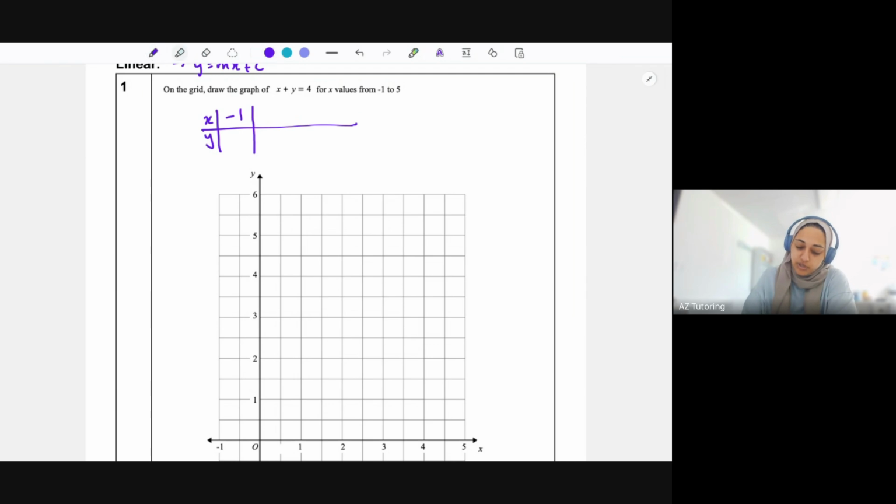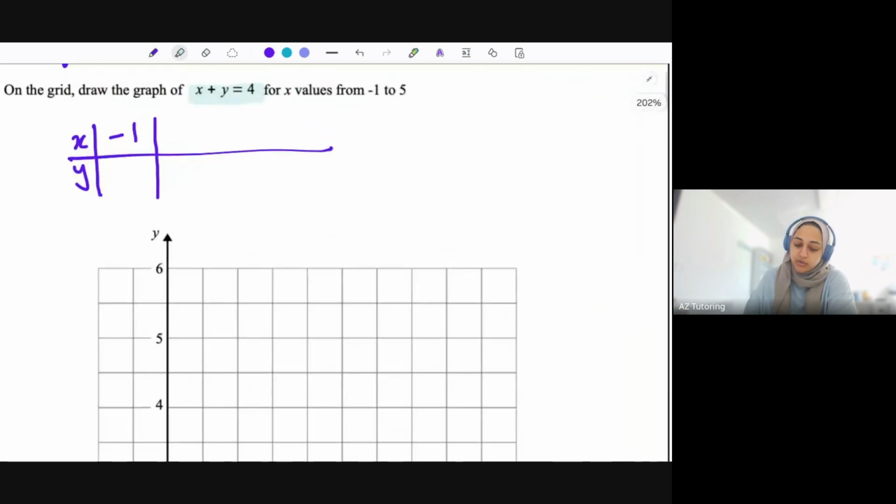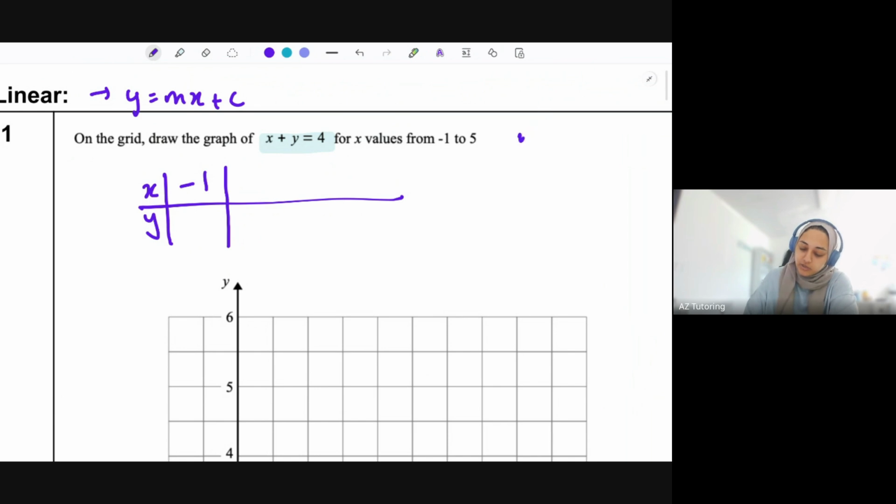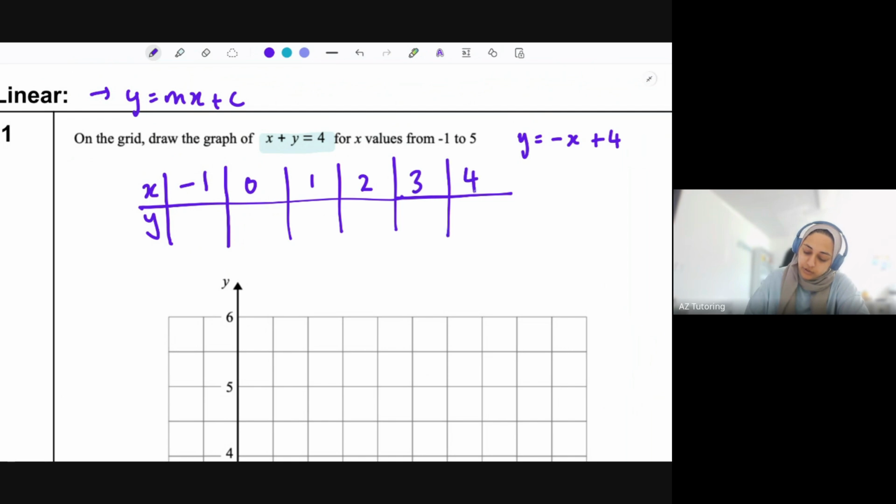Now what I'm going to do is rearrange this equation x plus y equals 4 and make y the subject, because we're used to seeing y equals mx plus c. So to get y by itself, I'm going to minus x to the right-hand side. So I get minus x plus 4 for that. So now that's in the form y equals mx plus c. Now we're going to substitute -1 in, then 0, 1, 2, 3, 4, and 5.